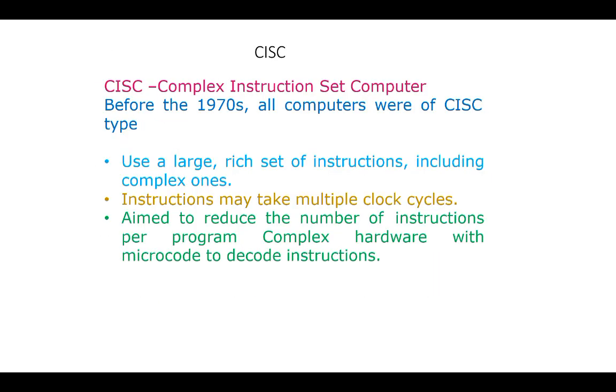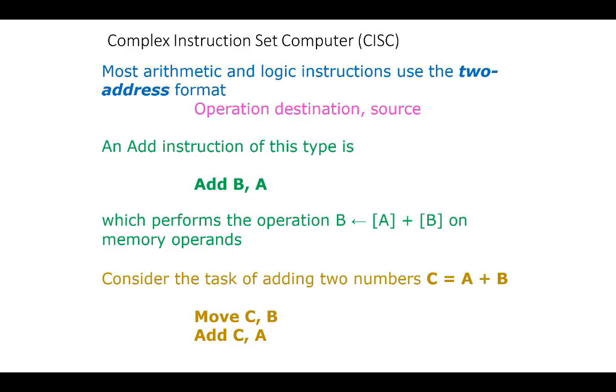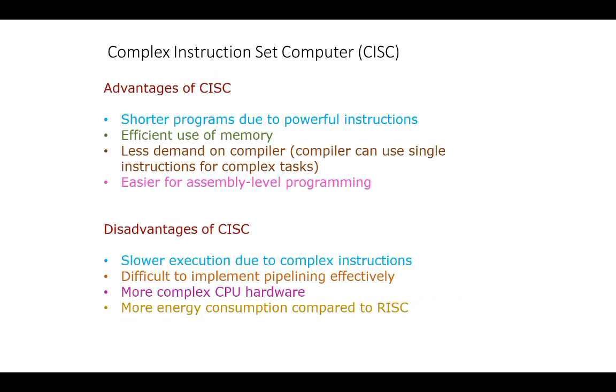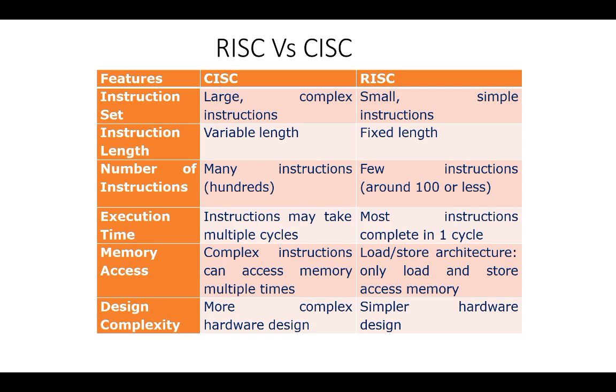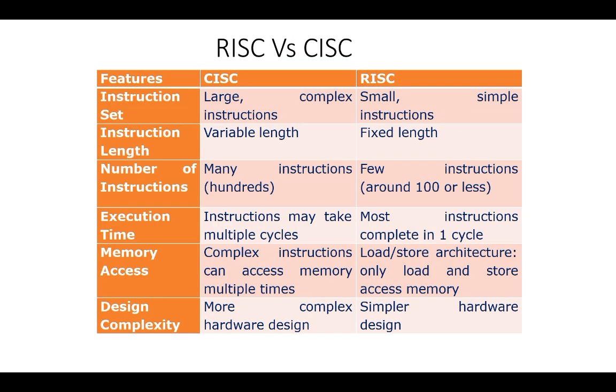The next is CISC, the complex instruction set computer. Now we can see the differentiation between RISC and CISC. We are going to compare RISC and CISC with respect to parameters such as instruction set, instruction length, number of instructions, execution time, memory access, design complexity, power consumption, performance, pipelining, and design philosophy.